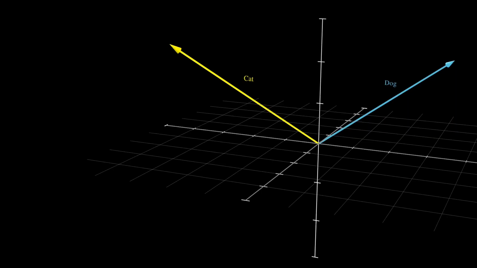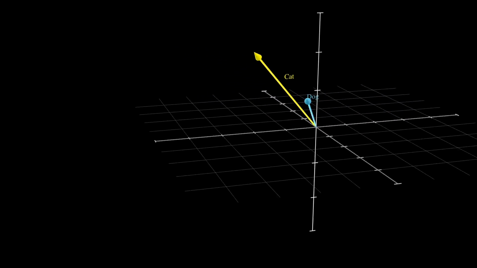And even though cat and dog were randomly situated in this space when training began, as training progresses, they get pulled to a shared region of this space. And across billions of examples, words that are semantically similar naturally cluster together.